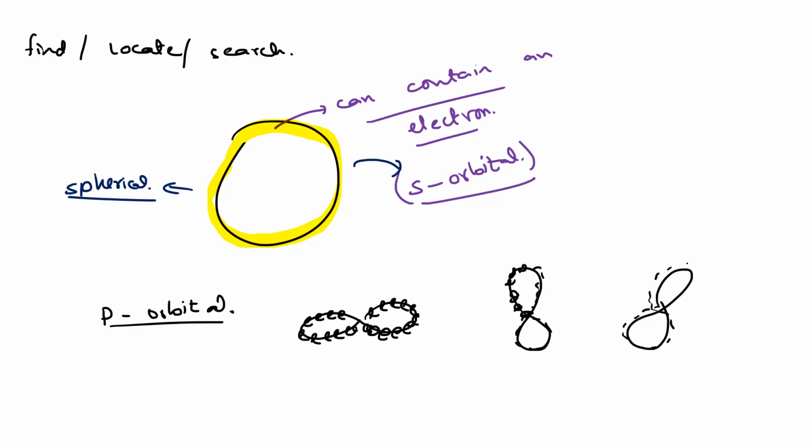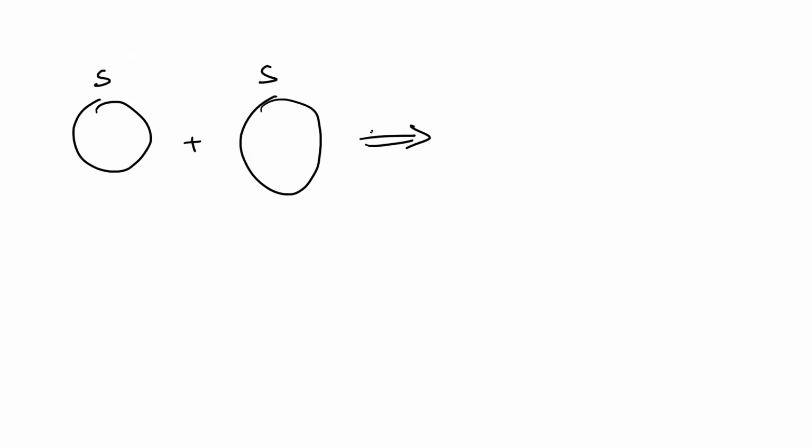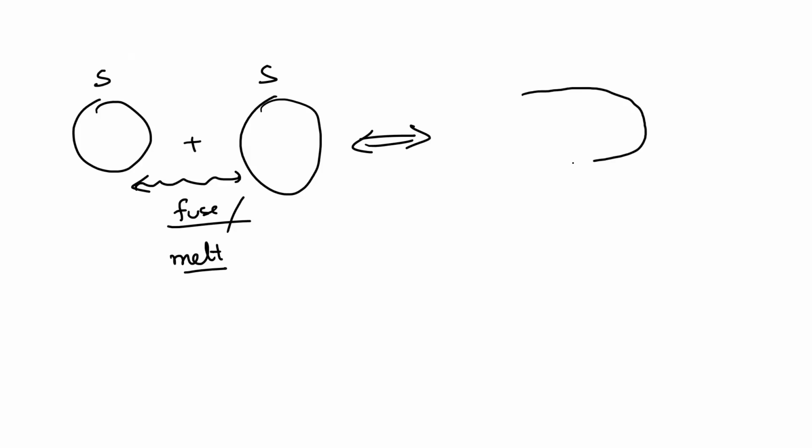Now we have to complicate things a bit. When we say they're going to bond, they're going to be attracted to each other. That's really important. So, for example, this is an s orbital, and that's another s orbital. If they bond, what happens is they fuse, they melt. I'm just using terms to keep it simple for you to understand. So they're going to fuse like this, and form something like this.